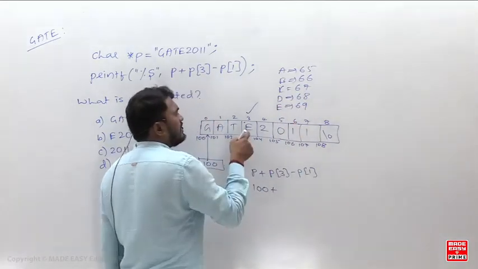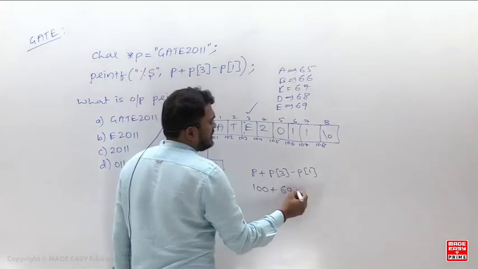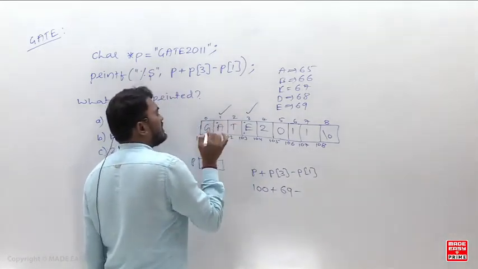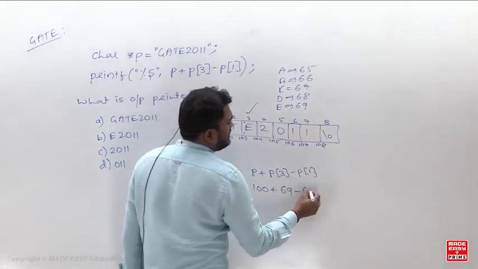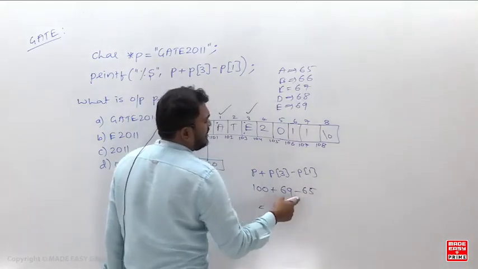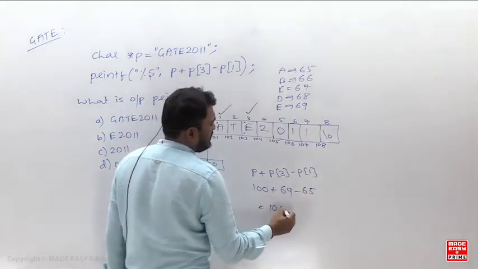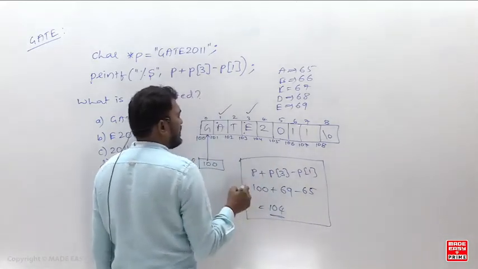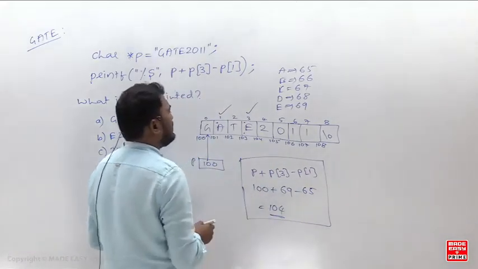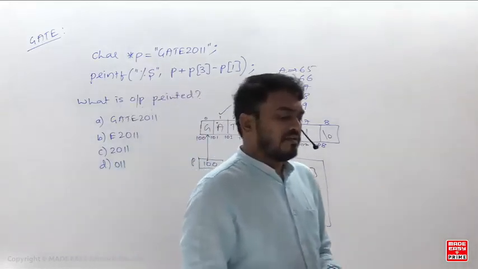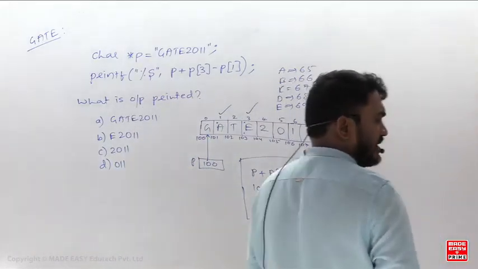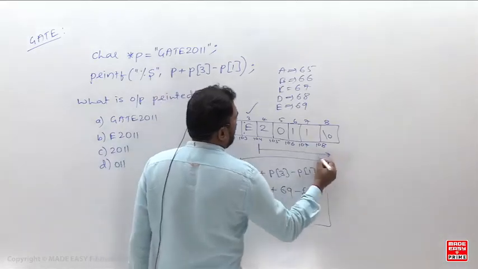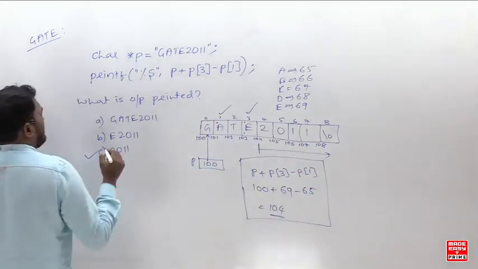Okay, so capital E's ASCII value is what? 69 minus P of 1. P of 1 means what? P of 1 is A. So A's ASCII value is how much? 65. So this total value is 4, okay, 104. So from the base address 104, it will print all the characters until the null character.